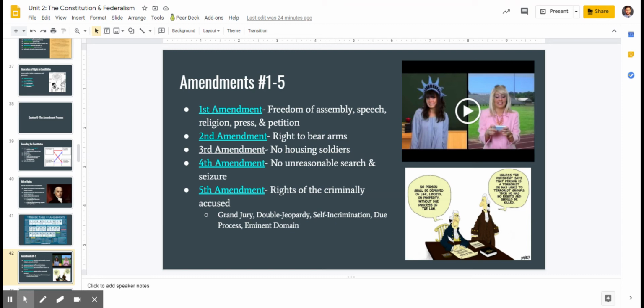Fifth Amendment. This is a bunch of amendments wrapped up into one as well, right? This has to do with the rights of the criminally accused. You've been accused of a crime. Here are your rights now. All right. You have the right to a grand jury, basically a jury of your peers that look at the evidence and decide whether or not there's enough evidence to bring you to trial, not whether you're guilty, but whether or not there's enough evidence to bring you to trial at the federal level.